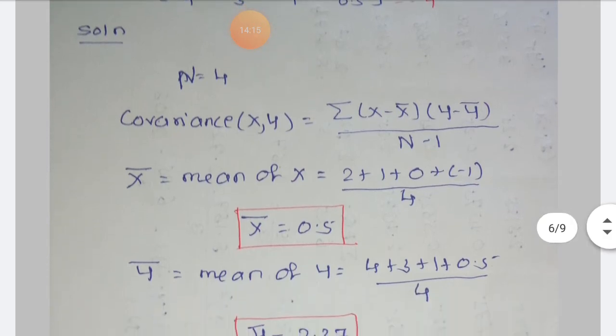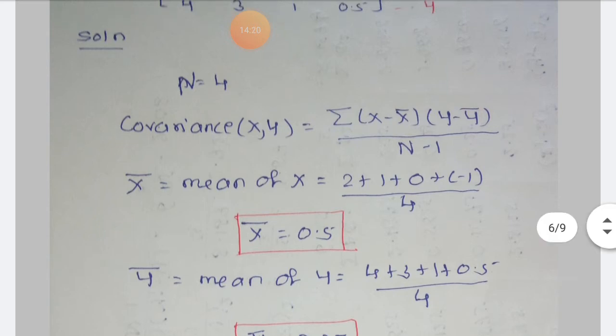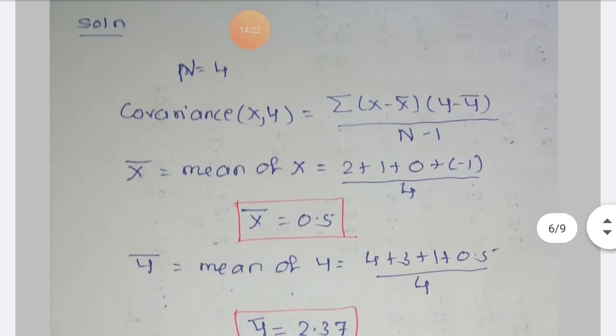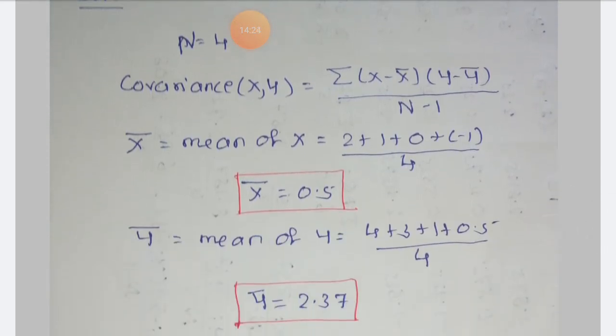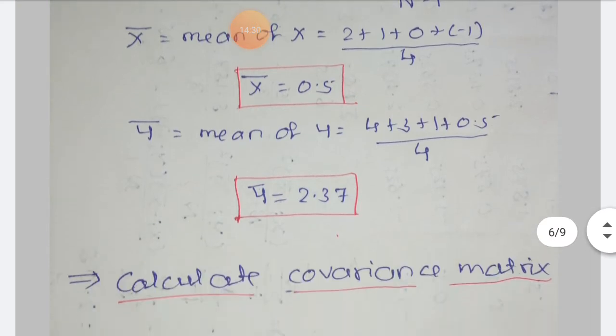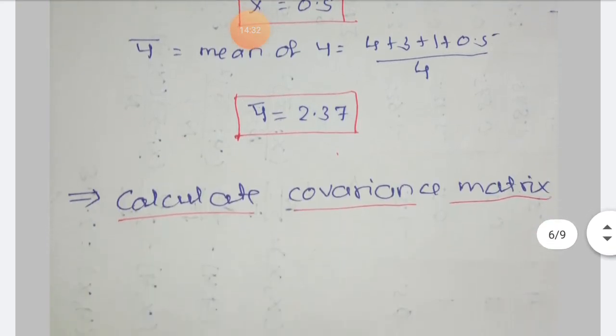Similarly, y bar is the mean of y. It is equal to 4 plus 3 plus 1 plus 0.5 divided by 4. I am getting y bar is equal to 2.37. So these two are the means, x bar and y bar. Now the next step is to calculate the covariance matrix.